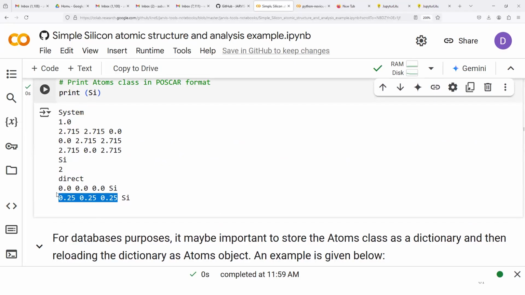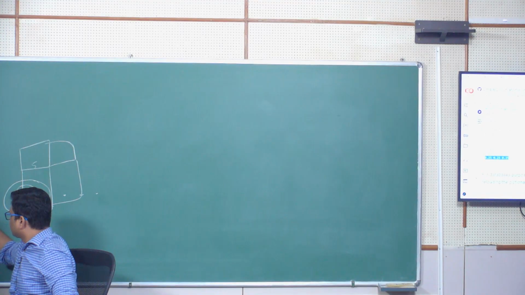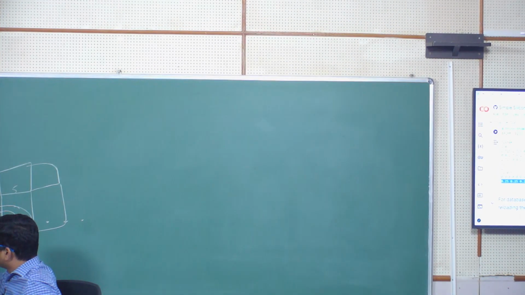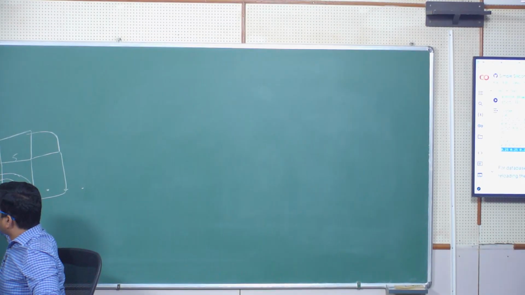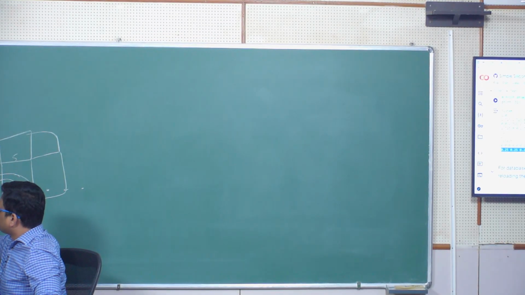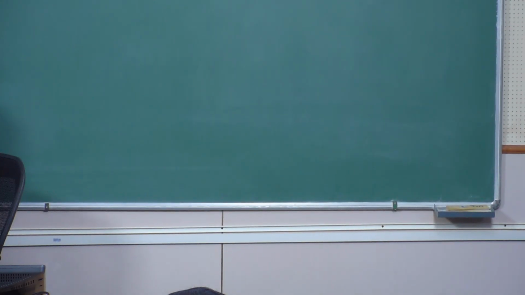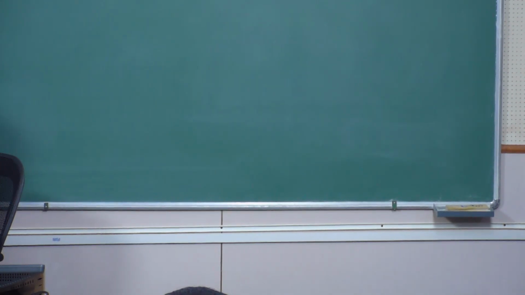So this is 0, 0, 0 for the first atom, and 0.25, 0.25, 0.25 for the second atom. Yes, this is the X, Y, Z position. So that's how you make the tetrahedra. Remember the famous... So this is 0, 0, 0, and this is 0.25, 0.25, 0.25. And because they are symmetrically similar, you have to do only two atoms, and by symmetry, they will replicate themselves.